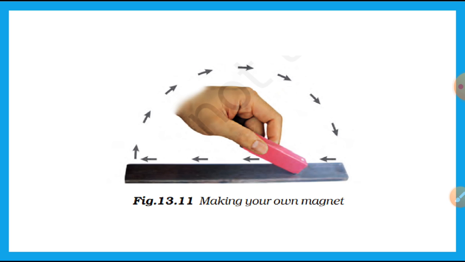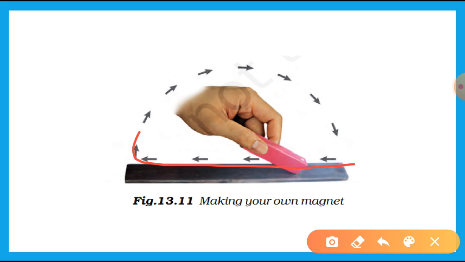So students, you have to place this rectangular iron bar, and then you have to take this bar magnet. Now bring the bar magnet near this iron bar. Without lifting the bar magnet, move it along the length of the iron bar until you reach the other end. Now you have to just do this. Look, take the bar magnet like this, then again do it.